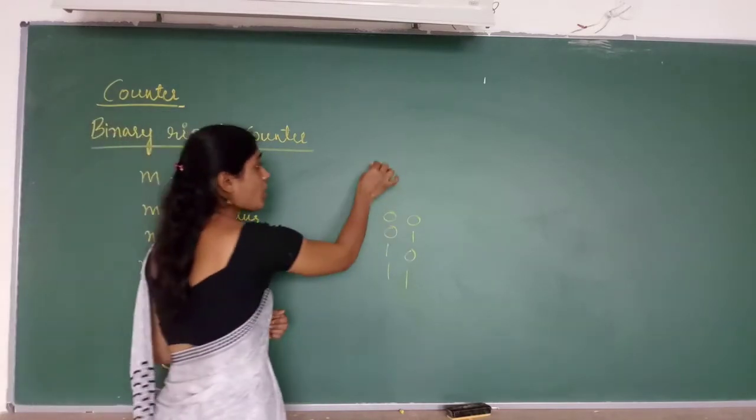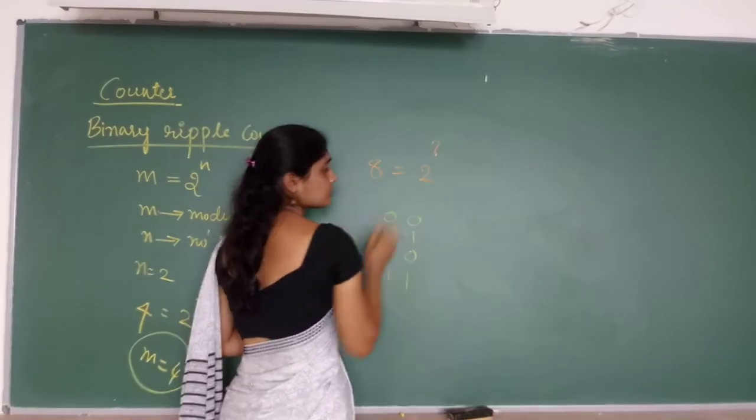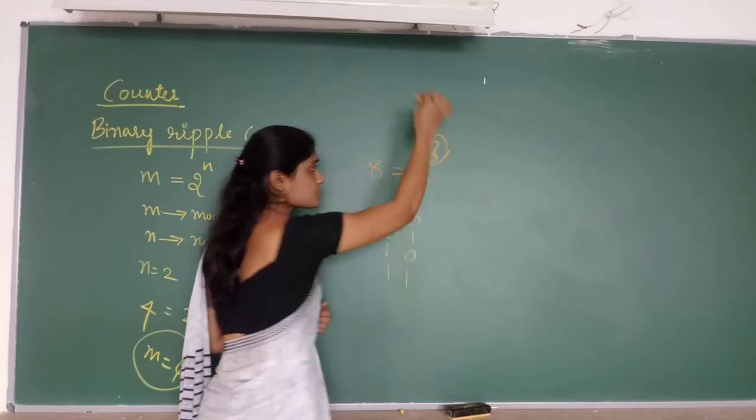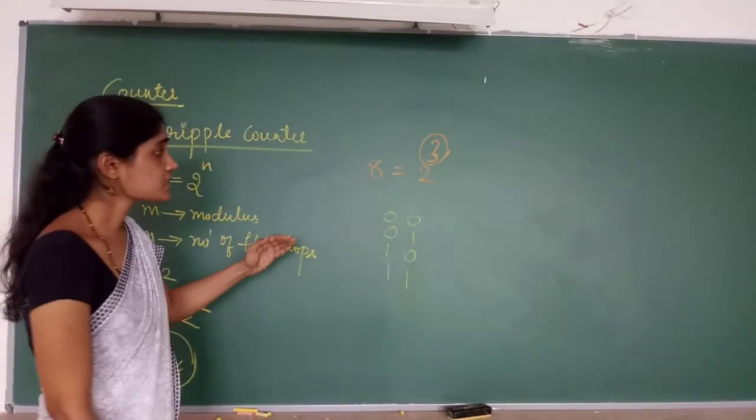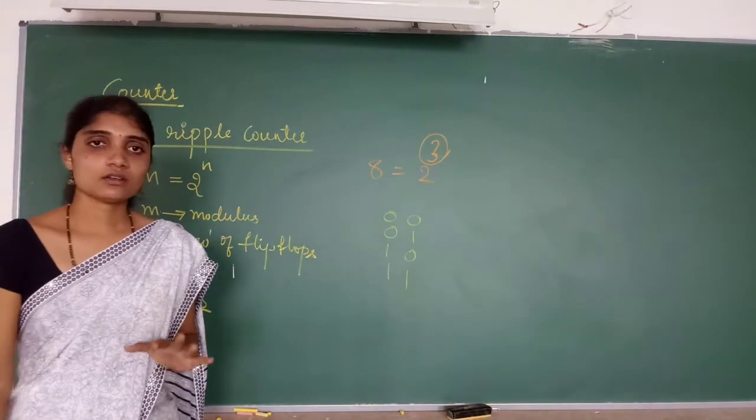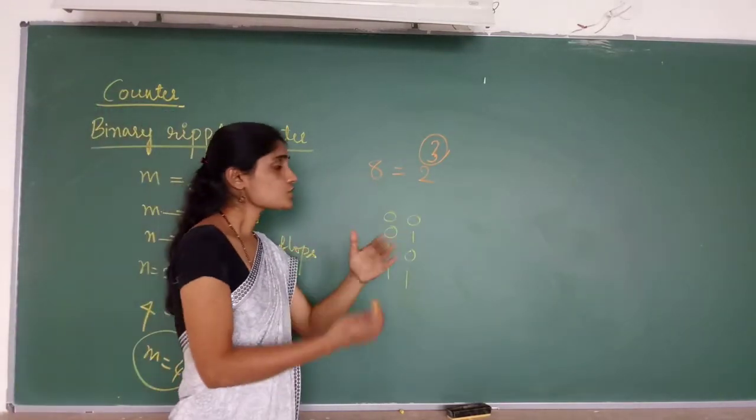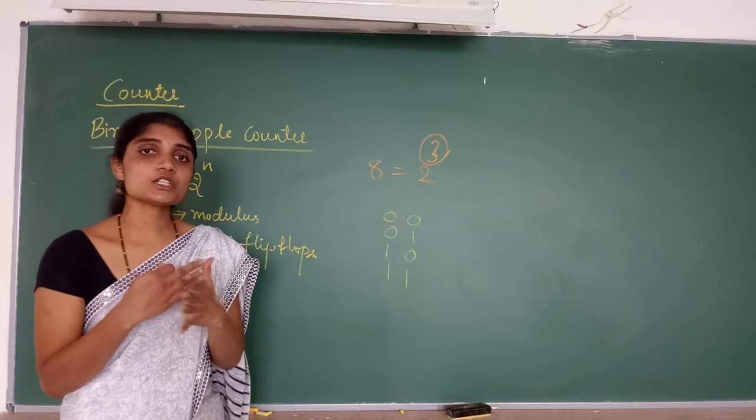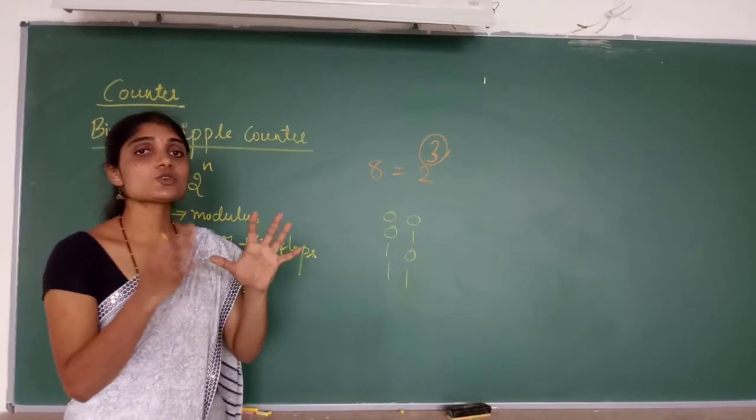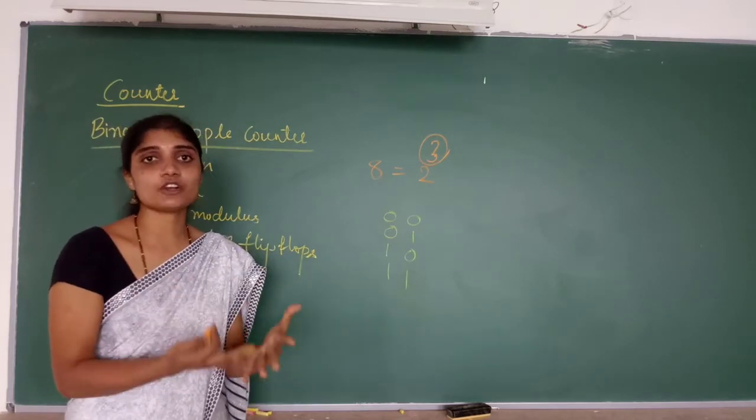If you want to design a mod 8 counter, 8 is equal to 2 power what? 2 power 3. So how many flip-flops do you have to select? You have to go for 3 flip-flops. This is very important for the exam. The question will be: design a mod 8 counter. How many flip-flops will you use? You are going to use 3 flip-flops. From 0 0 0 to 1 1 1, we get 8 different combinations, 8 different sequences, 8 different states for the counter.